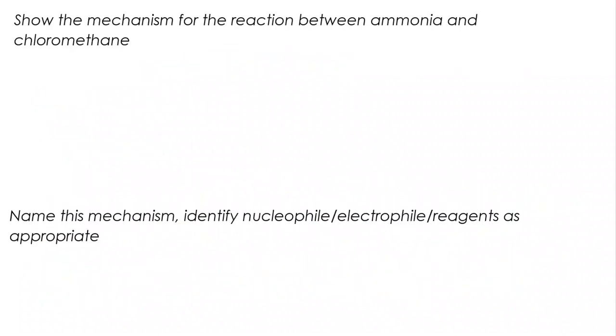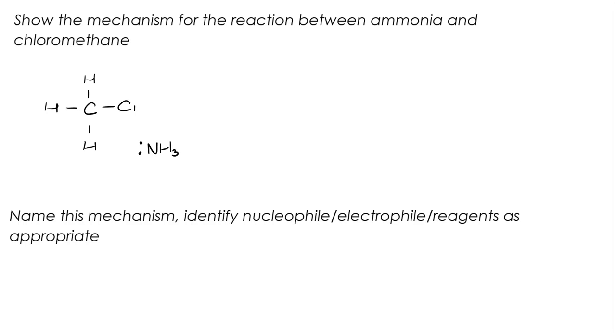Okay, let's move on. We're going to look again at familiar work going back to year 12 now, the reaction between ammonia and chloromethane. Well, let's draw out what we have. Have a think about what the mechanism would look like. What would we call it? What would be the nucleophile, electrophile, or reagent, whichever are appropriate here? And we'll see just how many marks we can get.